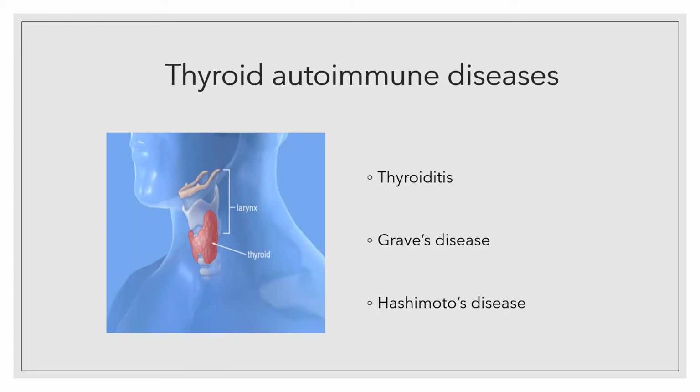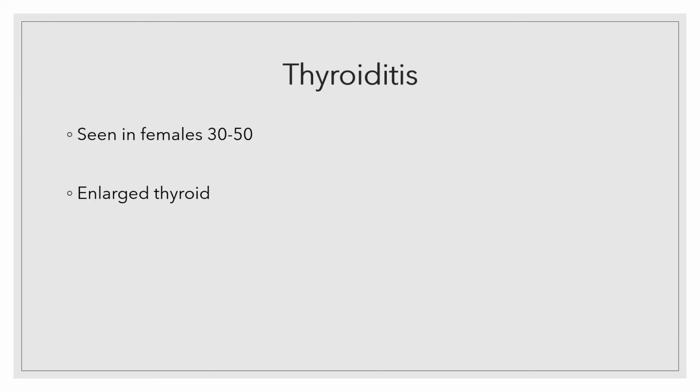Let's go ahead and start with the thyroid autoimmune diseases. There's 3 different types, and I'm sure you've heard of at least one of these: thyroiditis, Graves' disease, or Hashimoto's disease. Thyroiditis is usually a condition seen in females from ages 30 to 50.